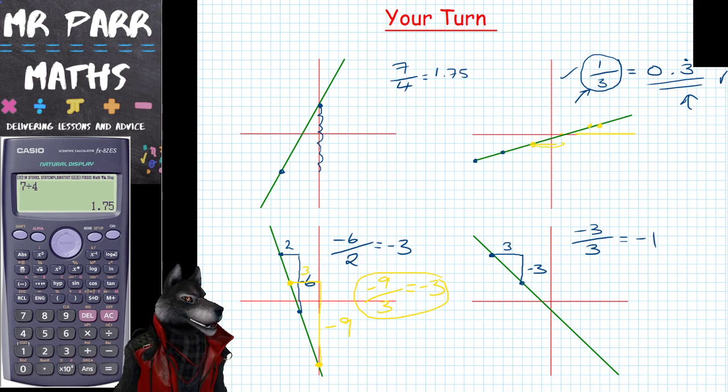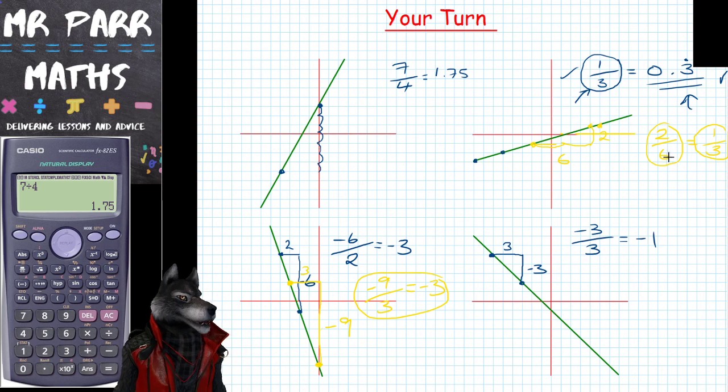1, 2, 3. I miscounted. That's why. And 2. There we are. So a 2 and a 6. I miscounted. Right. So yes, that should be a rise of 2 over a run of 6, which you can see is 2/6, which does simplify to 1/3. There we go. That works. So we've still got that same gradient of 1/3 as we did up here.